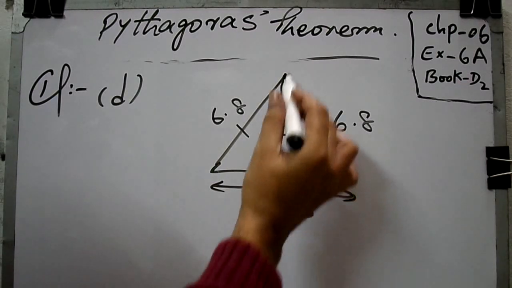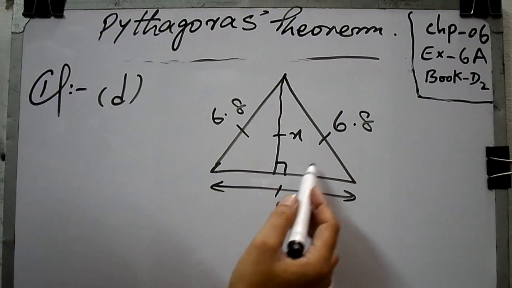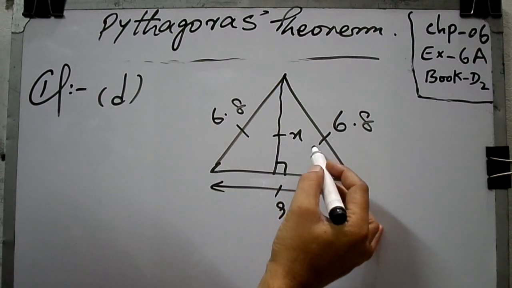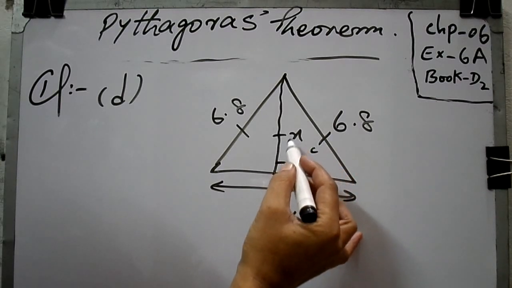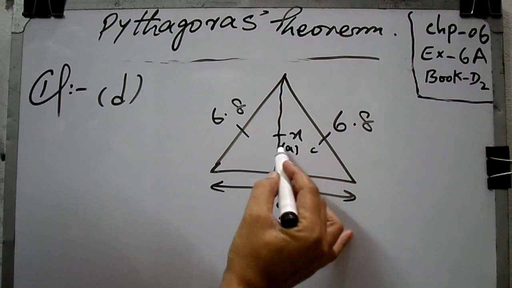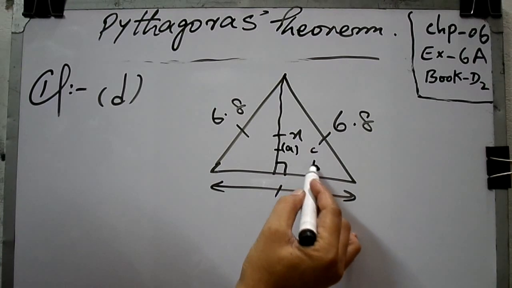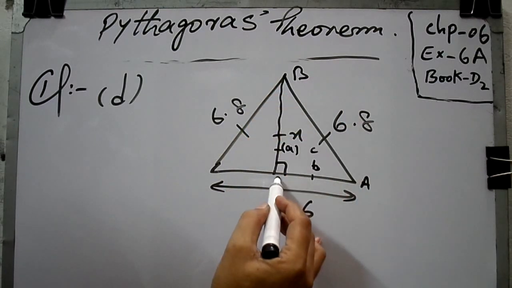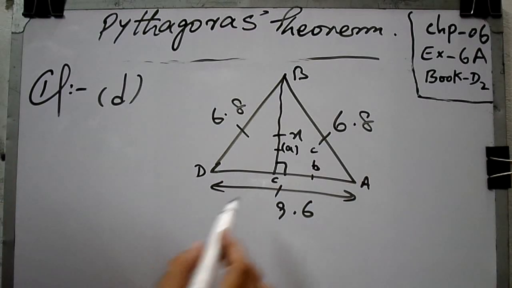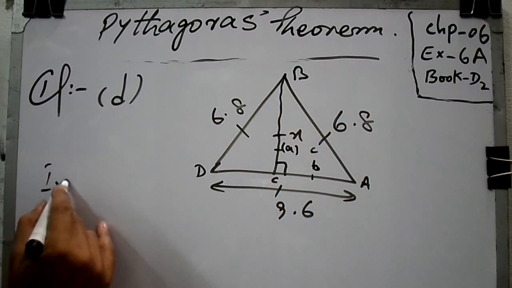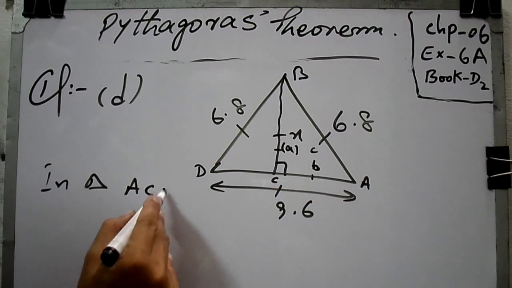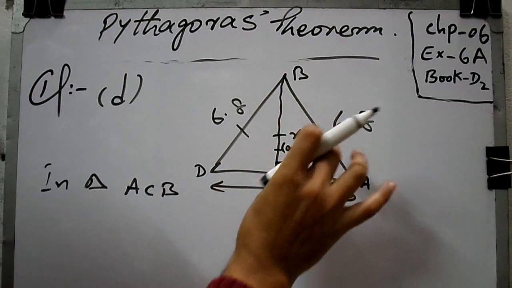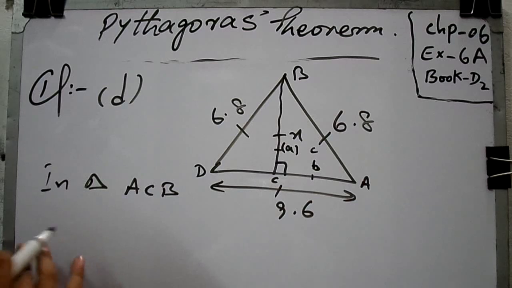For example, if you take this triangle, we can say that is your hypotenuse C, and x is represented by altitude A, and this portion is base B. So you can say that is your B, that is your A, and that is your C, and that will be equal to D. So suppose we take triangle ACB, you can say that the value of B we have to find.